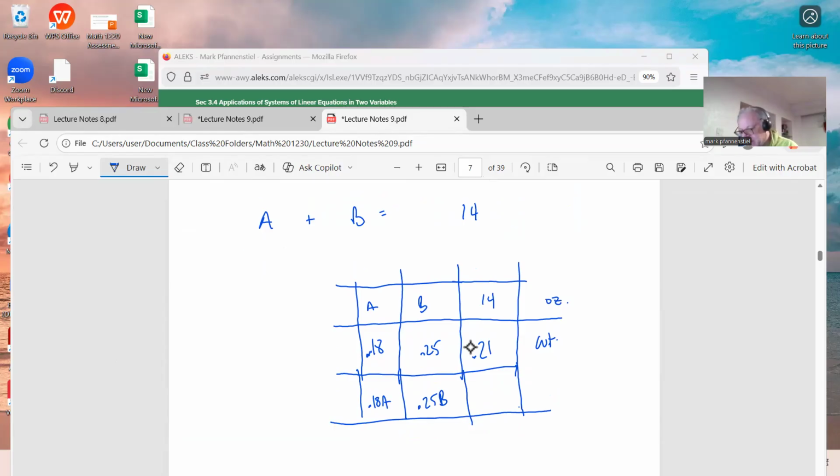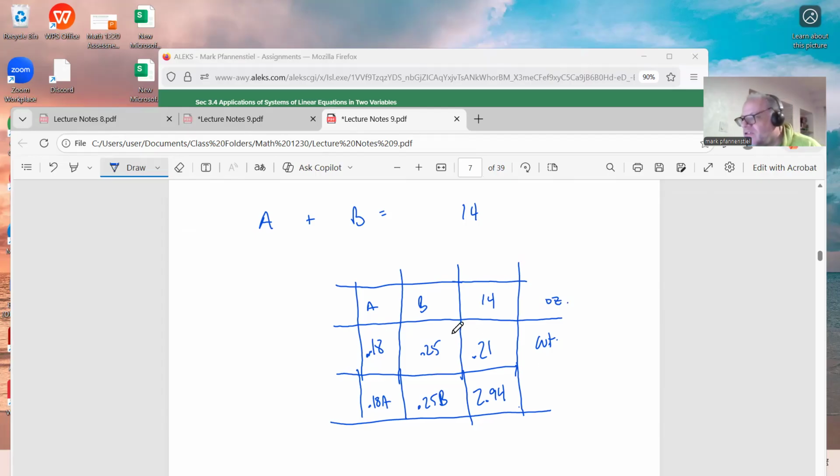So let's see here. We have 0.21 times 14. And I've just got a calculator right here. Okay. So we have again, 0.21 times 14 equals. So I'll check this: 0.21 times 14 equals, and I got 2.94. Okay, so that's what we're going to go ahead and figure out what we have to do next.